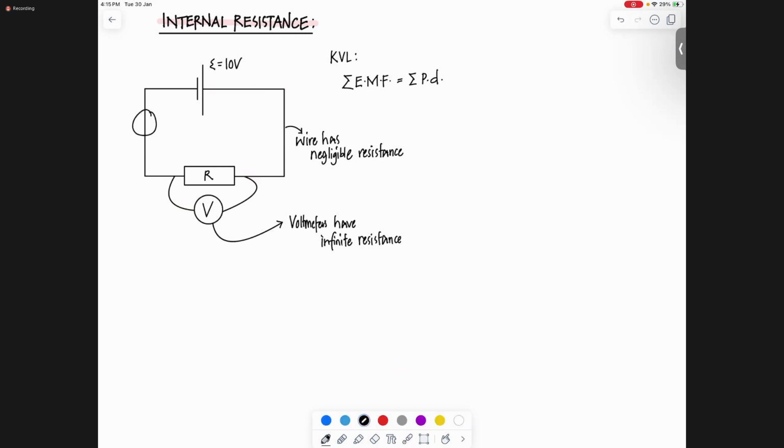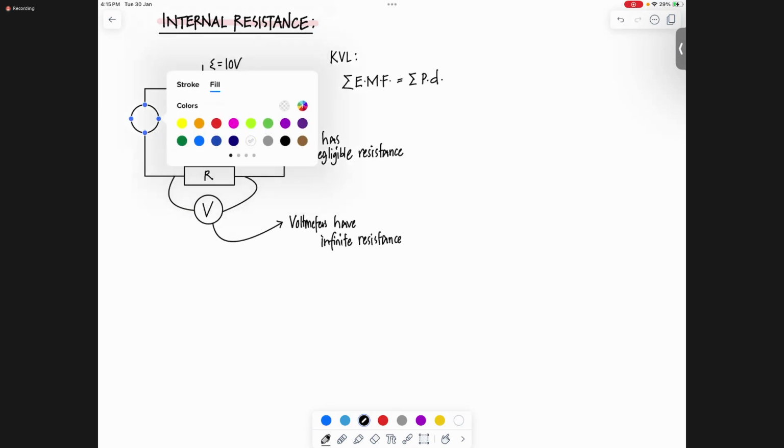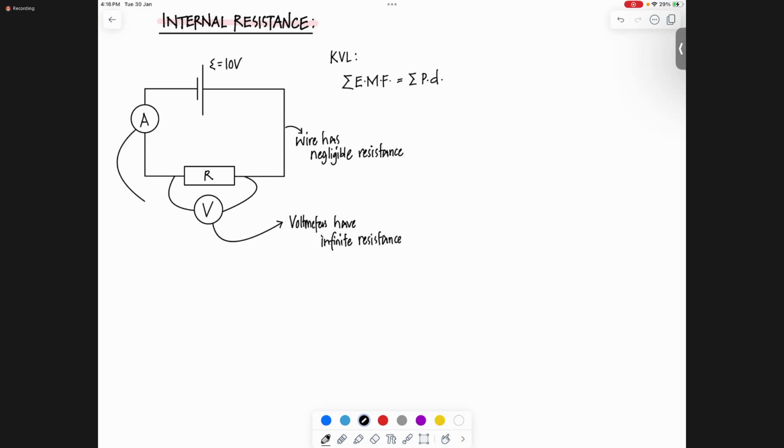And let's say I have an ammeter here. Ammeters also had an assumption. You remember what was the assumption for an ammeter? Yeah, it had negligible resistance or zero resistance. Why? Ammeters have negligible resistance. Why?